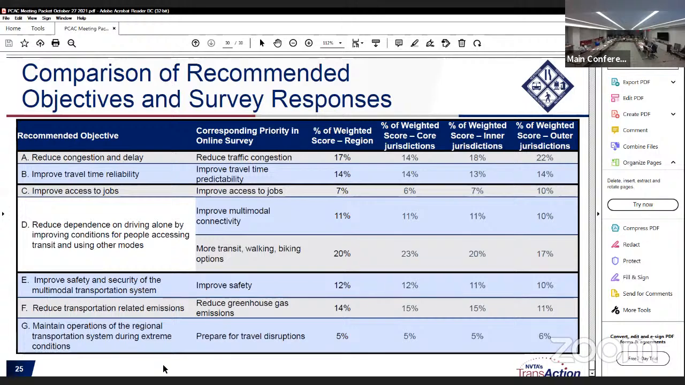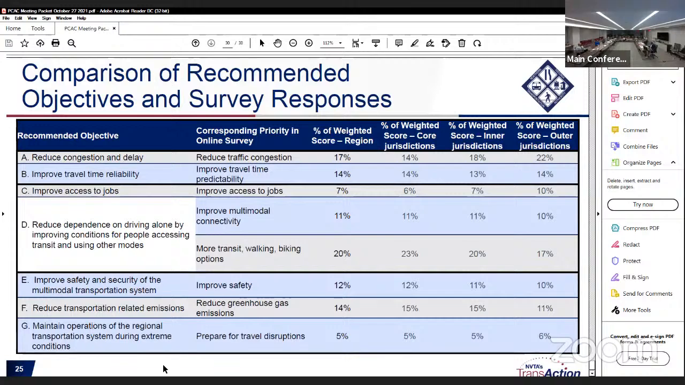So I think one of the things is, where does multimodal connectivity align with the objectives we have? It probably overlaps with a few of them, including improved access to jobs, and as shown here, objective D. So that's just something to keep in mind as you look at the numbers: we have one extra priority relative to the objectives.